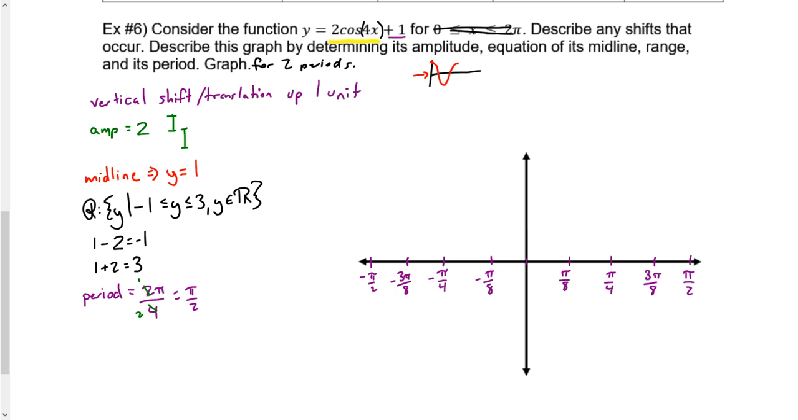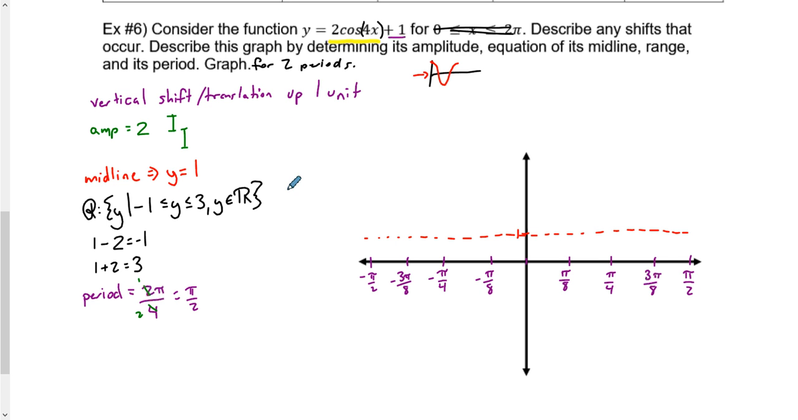Now, we have a few characteristics that have changed. For example, our midline is now 1. So I'm just going to draw a dashed line to help us deal with it, just the general idea of what it's going to be. Instead of this midline being the x-axis, it's going to change.